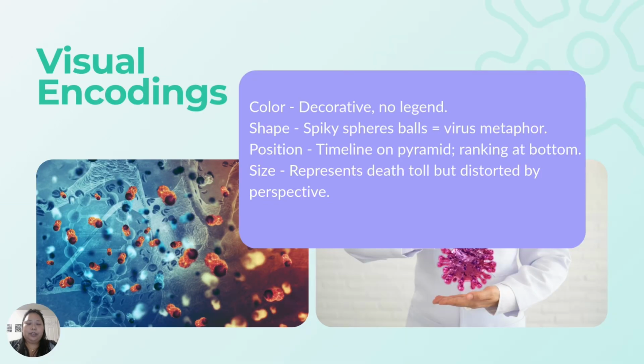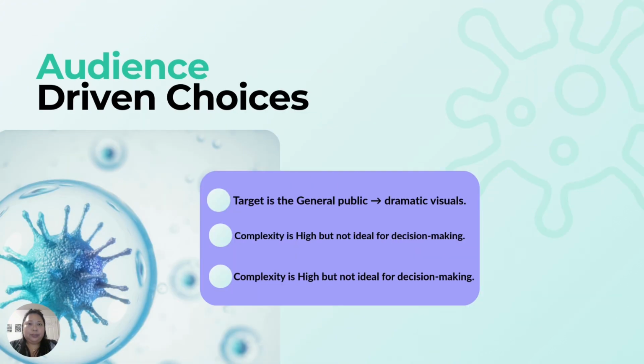For visual encoding, the infographic uses several encodings, like color. It is decorative but has no legend or names on the colors, or why they used those colors and what they are for. And the shape: they are using spiky spheres as a representation of the viruses. When you zoom, it is a little distorted. Audience-driven choices: this design targets the general public, so it uses dramatic visuals. Complexity is high, making it less suitable for quick decision making.